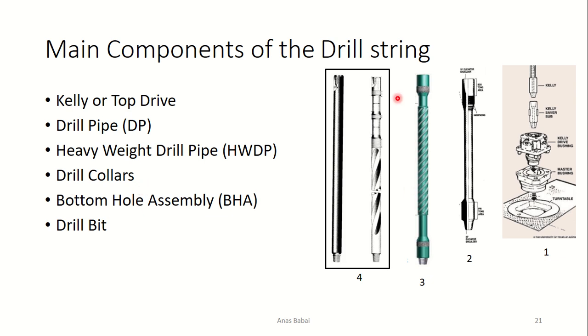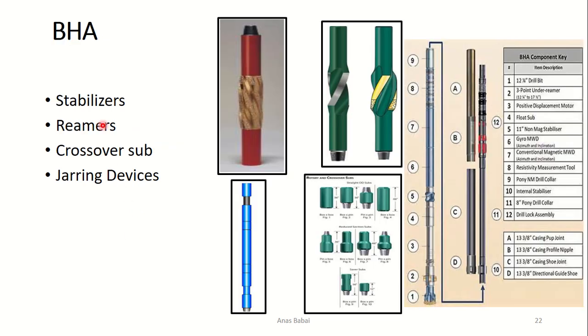Drill collars, those are the drill collars, and they are connected within the drill string itself. We have the bottom hole assembly and drill bit. In the bottom hole assembly, we have the stabilizer. The stabilizer is used in directional drilling operations. It can help in controlling the direction of the borehole.